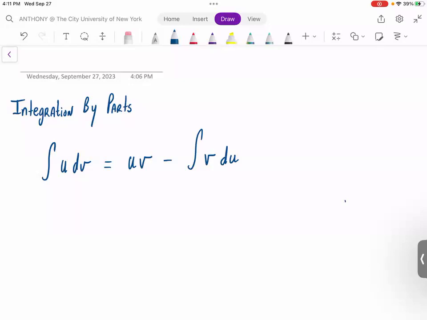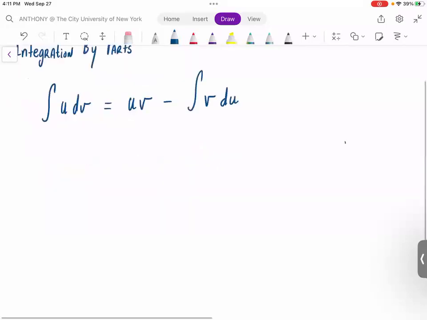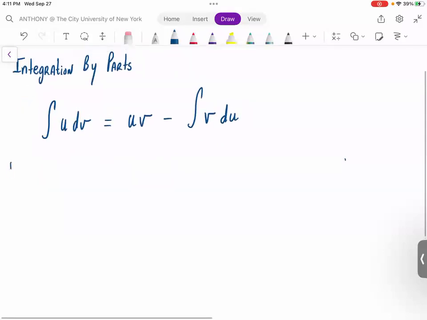Let's say I have, so this was an example I was working on earlier with one of the students, the integral of x squared e to the x dx.